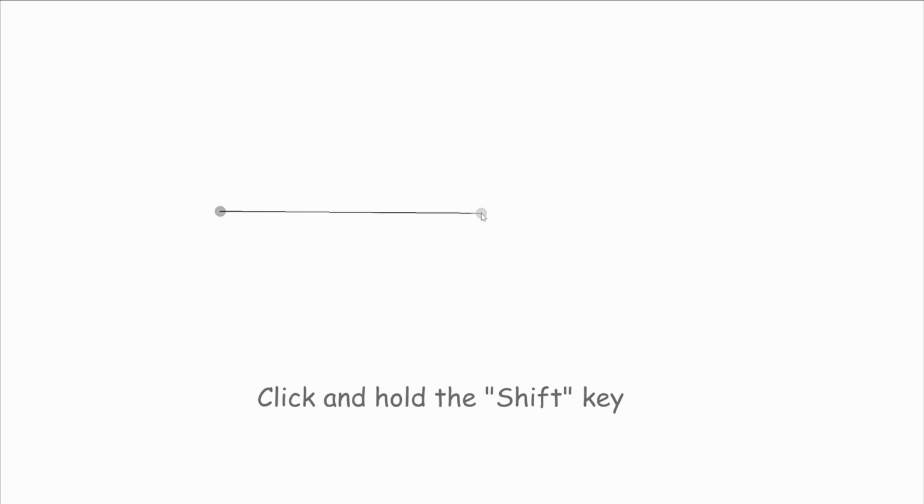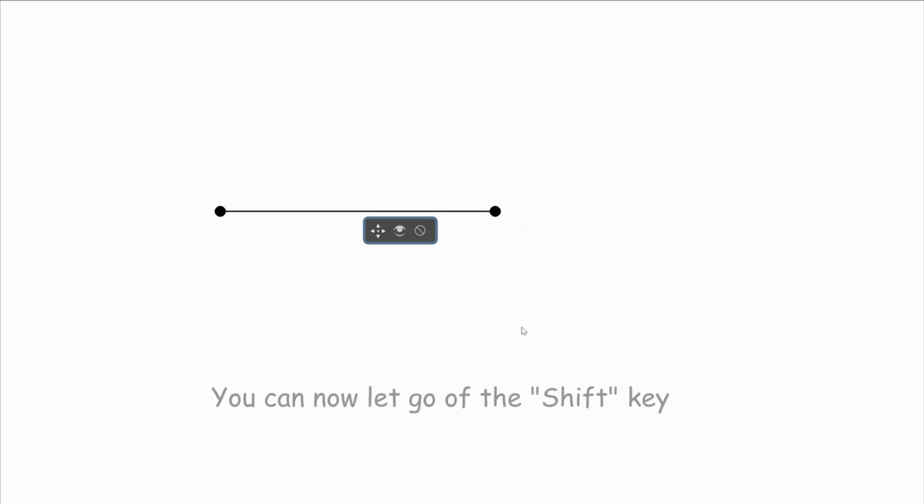To create a ruler that is perfectly horizontal on your canvas, click once to create your first point. Then, before you click a second time, press the Shift key. The second point snaps into place. Now, while still holding the Shift key, click your second point to set it on the canvas.